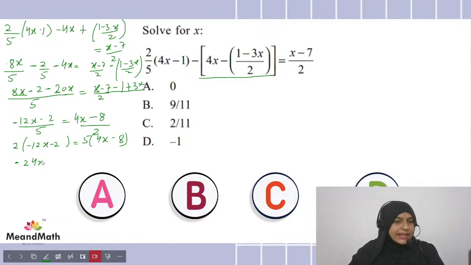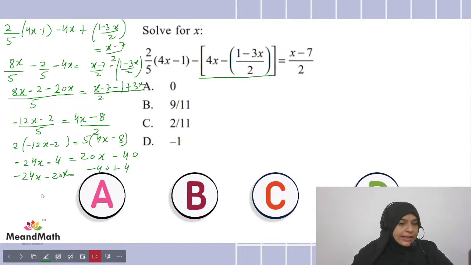It is minus 24x minus 4. It is 20x minus 40. So minus 24x minus 20x, that will be equal to minus 40 plus 4. Okay, so 24 and 20, it is 44x, and it is minus 40 and plus 4. What will be? It will be minus 36.